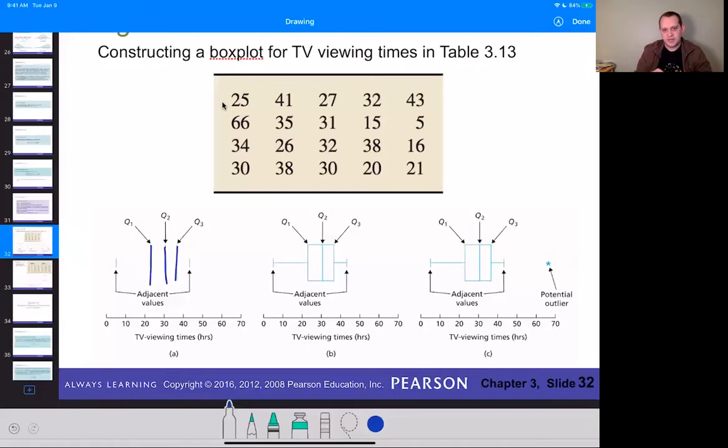So first you're going to identify the potential outliers. And then after that, you'll write down the min and the max without those potential outliers. And then you can connect them. You've got your box and whisker plot. Usually outliers are denoted with an asterisk. And that's it. That's a box plot.